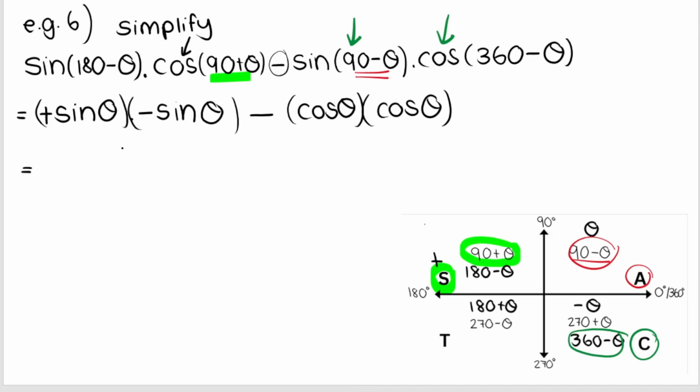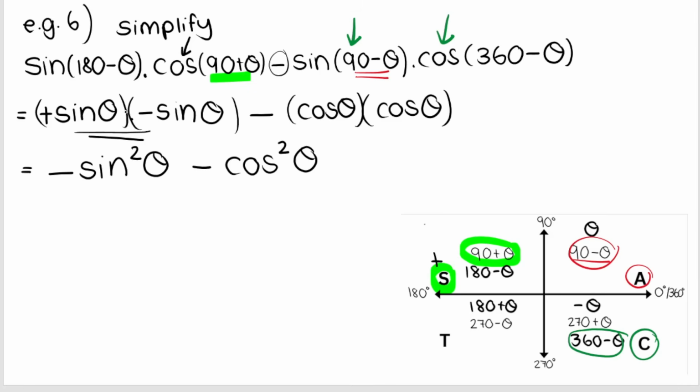Now, very, very important. This minus separates two terms. Can we simplify this? So positive sin theta multiplied by negative sin theta. Well, a positive multiplied by a negative is a negative. Sin theta multiplied by sin theta is sin squared theta. Then we drop the negative down here, separating my two terms. Cos theta multiplied by cos theta is cos squared theta.